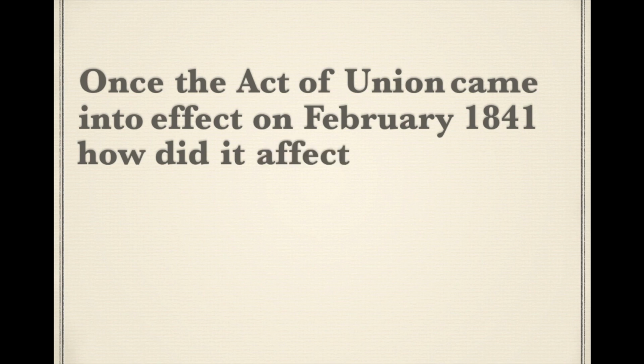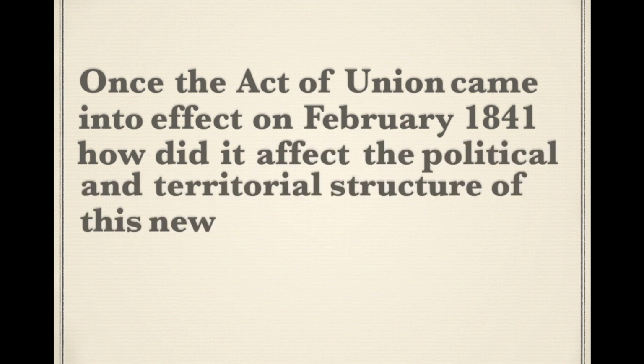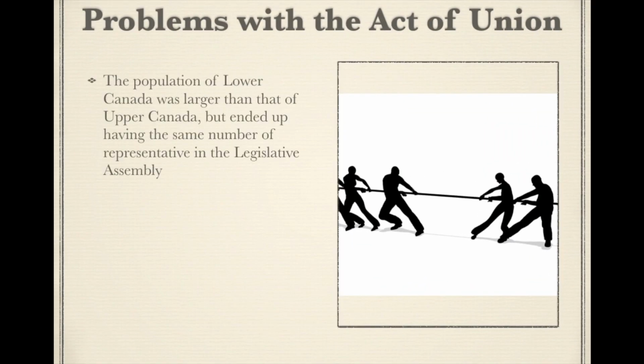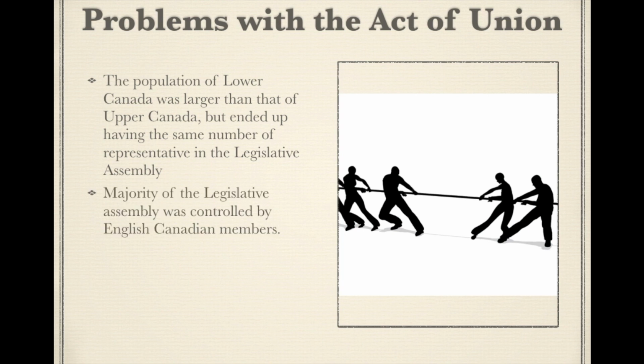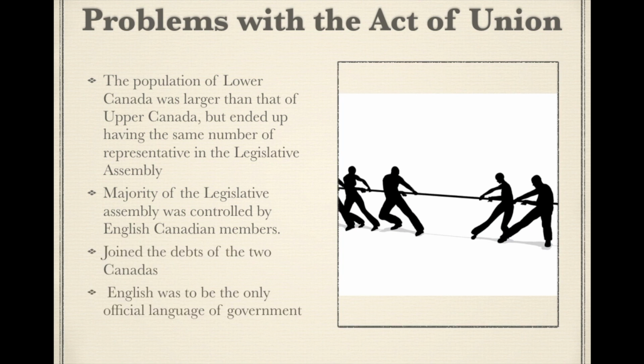Once the Act of Union came into effect in February 1841, how did it affect the political and territorial structure of this new province? Well, right from the start there were problems. The population of Lower Canada was larger than that of Upper Canada, but they still ended up having the same number of representatives in the Legislative Assembly at 42 each. Lower Canada was a mix of Francophone and Anglophone peoples, so the majority of the Legislative Assembly was controlled by English Canadian members. This wasn't the only problem. Aside from joining the debts of the two Canadas, English was to be the only official language of government, so you can guess how that made the French react.